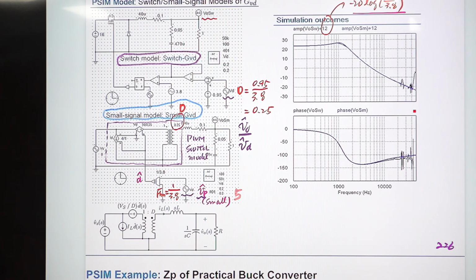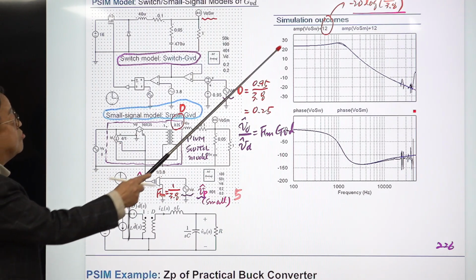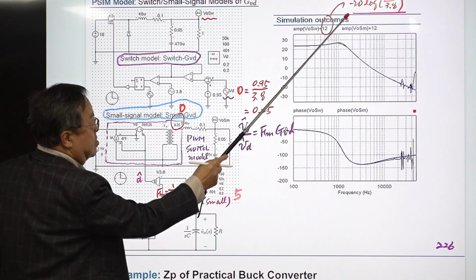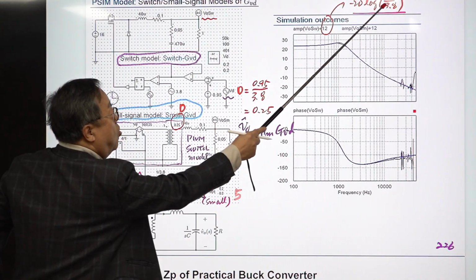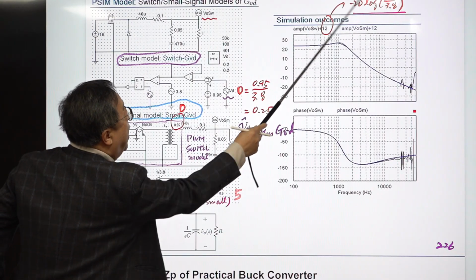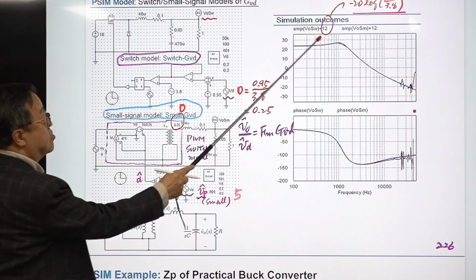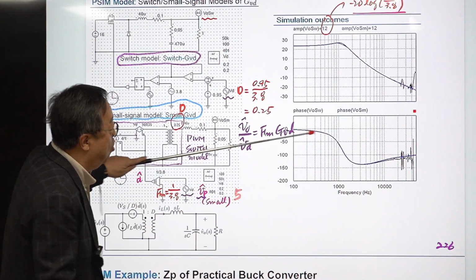We are using this term in the past, times FM times GVD. So to obtain this, you should divide this one by this. So you have a minus sign here. The division becomes subtraction in log scale, and this is 1 over this, so this becomes a negative number. So this becomes a positive number actually. So 12 dB is raised, and we have this, and we have this.